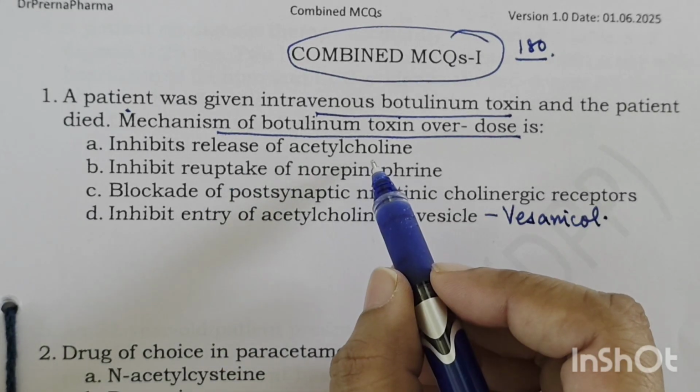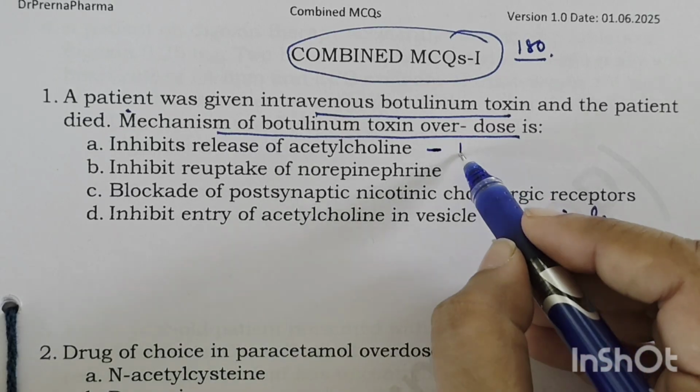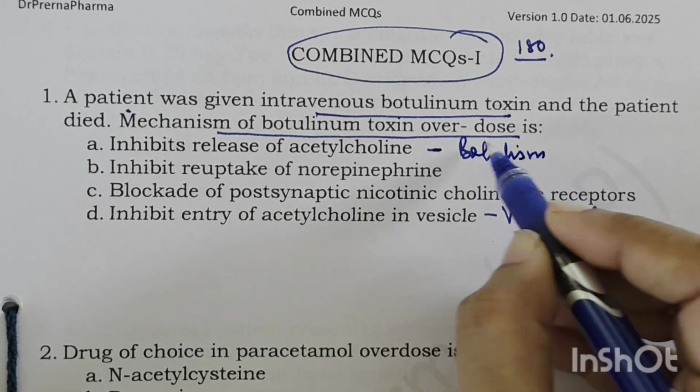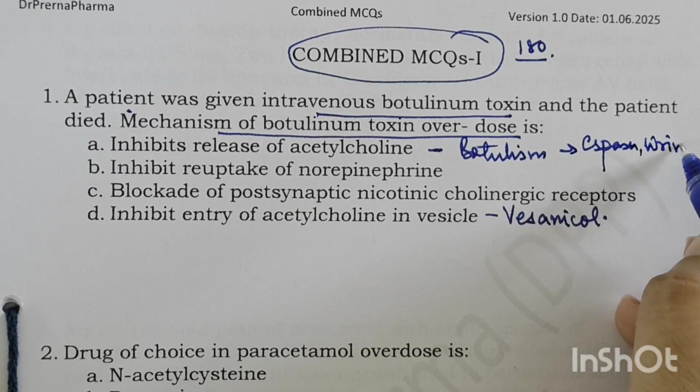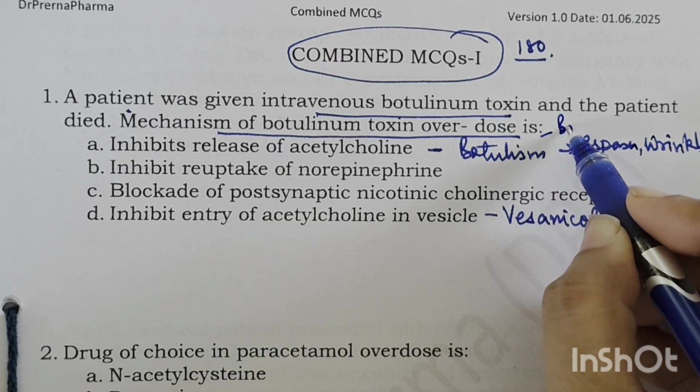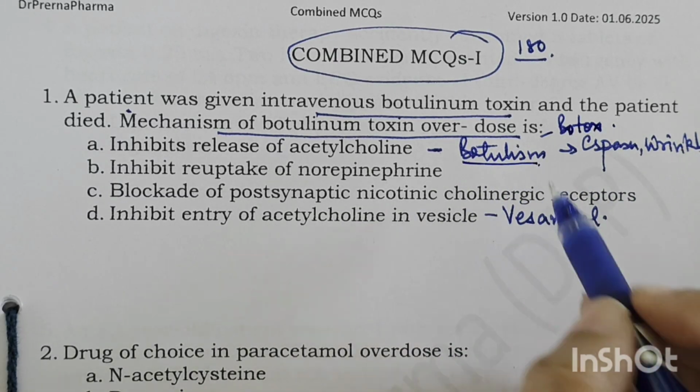And now inhibit the release of acetylcholine. This action is performed by botulinum. So botulinum toxin is basically used in treatment of spasms and wrinkles of the face, and it is also very popularly now known as Botox. So this is having an anticholinergic action.